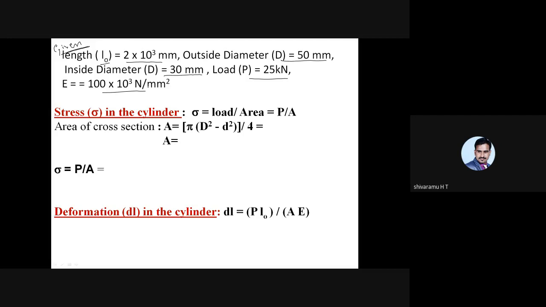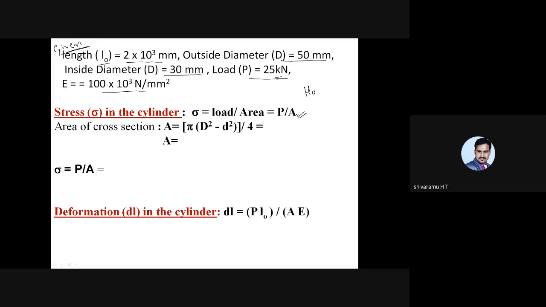After converting the 100 gigapascal in terms of Newton per millimeter square, we got 100 into 10 power 3. So here we are asked to compute the stress in the cylinder. We know stress is equal to load divided by area. Load is known, 25 kilonewton, but the area of the cross section is unknown.